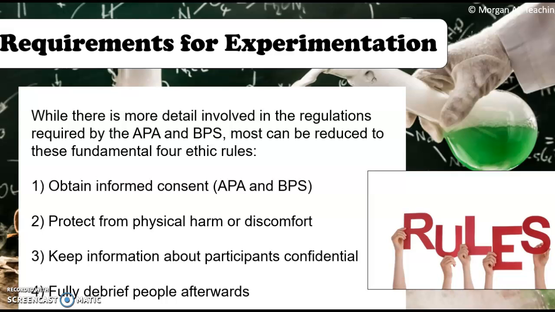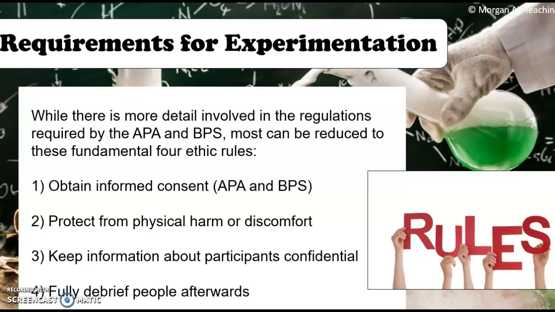Protect from physical harm or discomfort. Again, that word discomfort is a little bit ambiguous, but you can't hurt people. Keep information about the participants confidential. That can't pop up later on in life. It's again a HIPAA violation among other things. And then you have to debrief the person afterwards. You've got to tell them what that experiment was for, why they did it, what the purposes of it were.